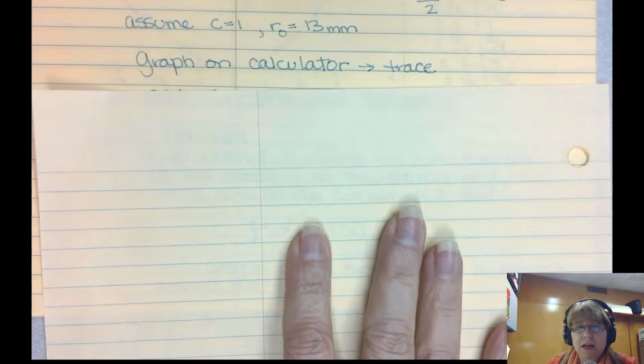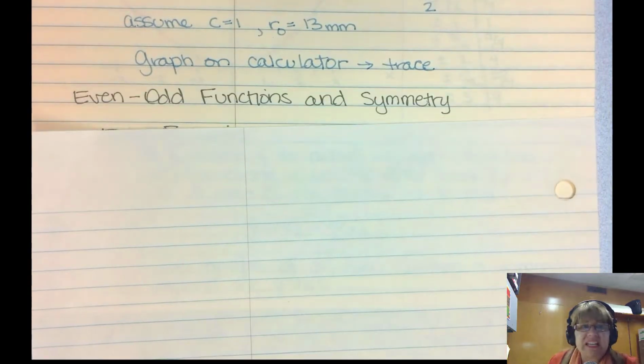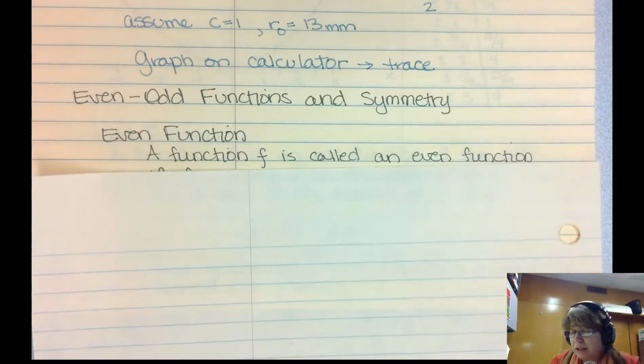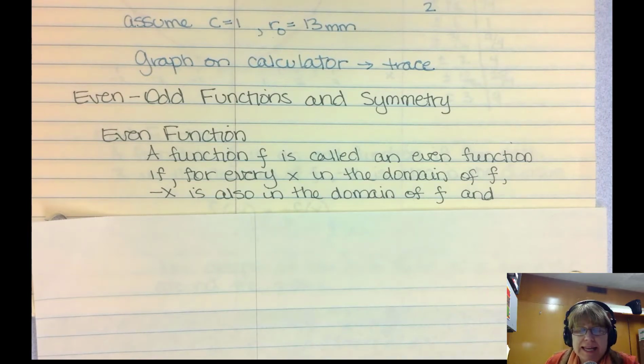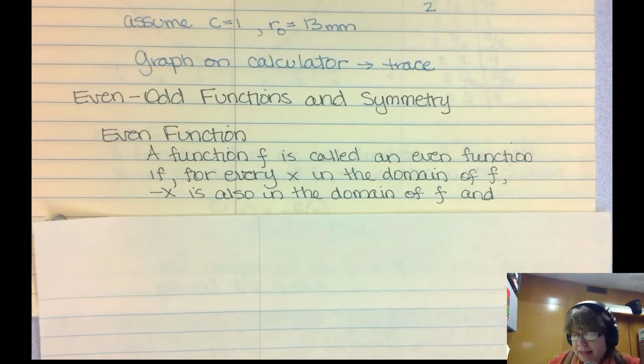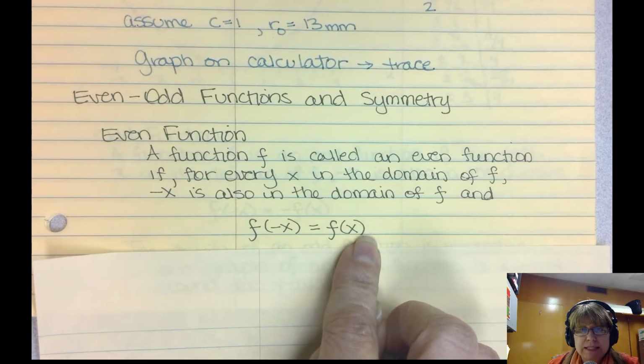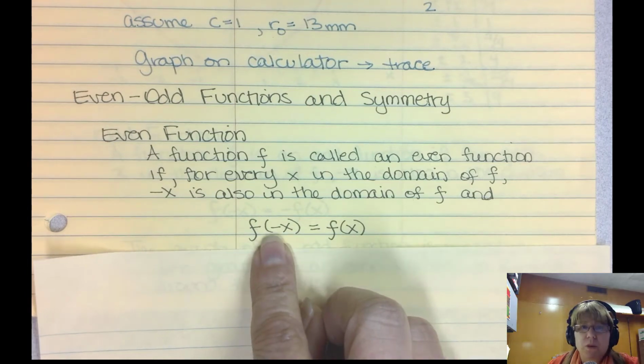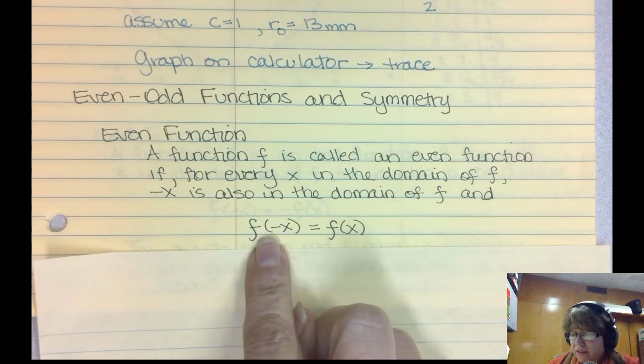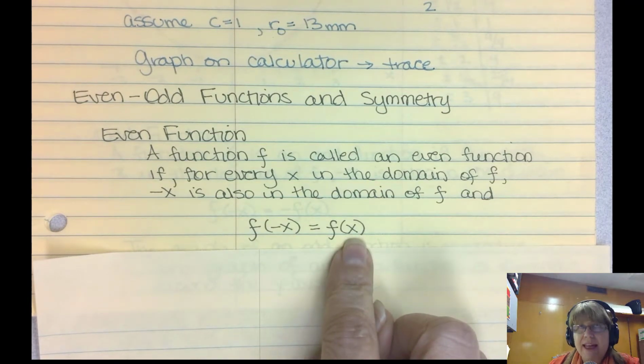All right, let's talk about what it's like to be an even or odd function and about symmetry. Now, an even function comes down to this. We have a function, and for every x in the domain, it also has a negative x in the domain. And f of negative x equals f of x. So it doesn't matter if you plug in an x, it will pop out a value. Let's say f of x equals 2. F of negative x would also equal that 2 as well. So f of negative x equals f of x.